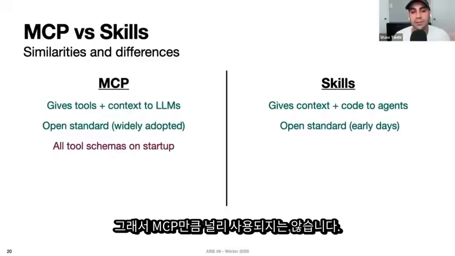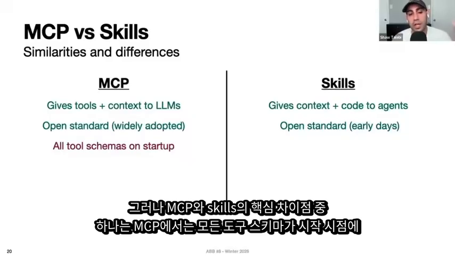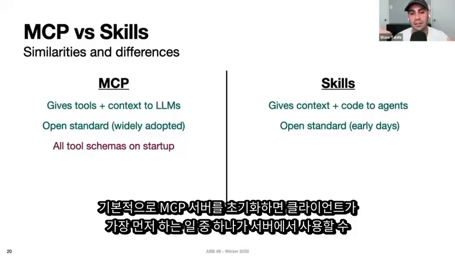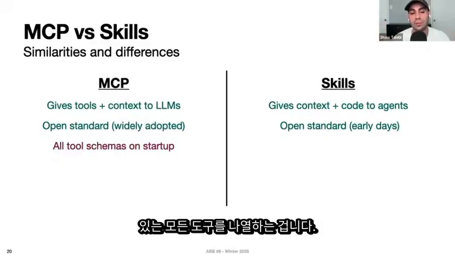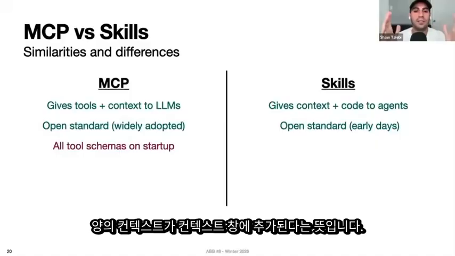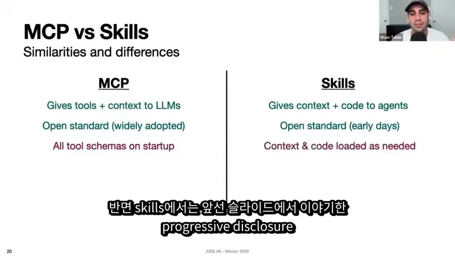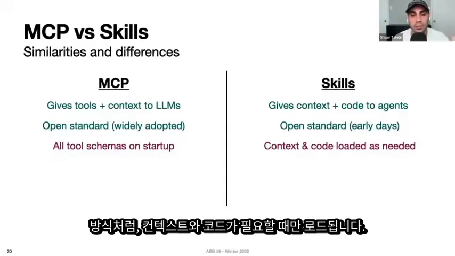One of the key differences, however, with MCP and skills is that all tool schemas are injected into the context window on startup. So basically, when you initialize the MCP server, one of the first things that the client is going to do is to list all the tools the server has available. And so as we saw, this can be a tremendous amount of context that's added to the context window, even if most of it may not be relevant to the use case. While with skills, the context and code are only loaded as needed in that progressive disclosure kind of way that we talked about on the previous slide.